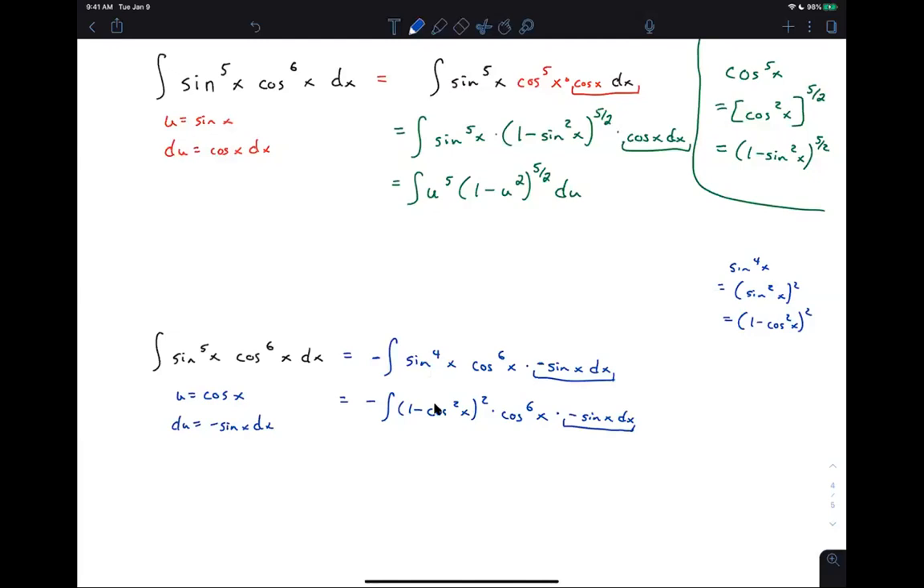So now when we write it in terms of u and du, we get negative integral 1 minus u squared times u to the 6th times du. Does that make sense to everybody? Any questions so far?